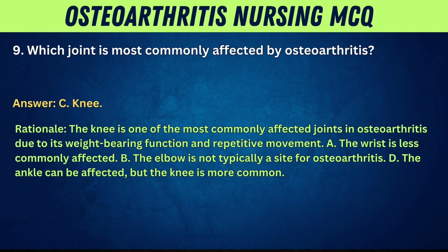repetitive movement. A. The wrist is less commonly affected. B. The elbow is not typically a site for osteoarthritis. D. The ankle can be affected, but the knee is more common.